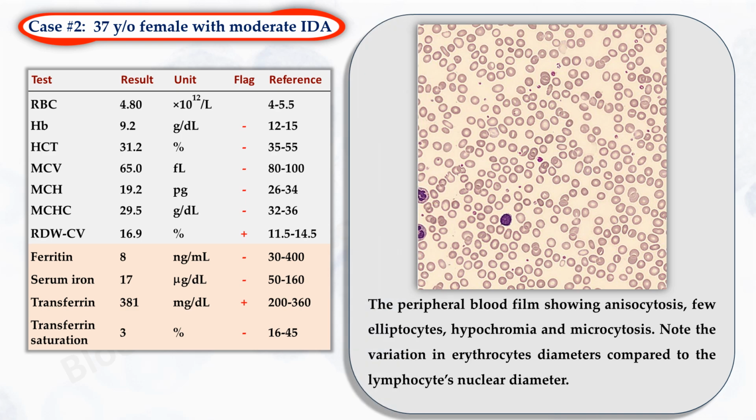Case number 2. A 37-year-old female with moderate iron deficiency anemia. The peripheral blood film showing anisocytosis, few elliptocytes, hypochromia, and microcytosis. Note the variation in erythrocytes' diameters compared to the lymphocytes' nuclear diameter.